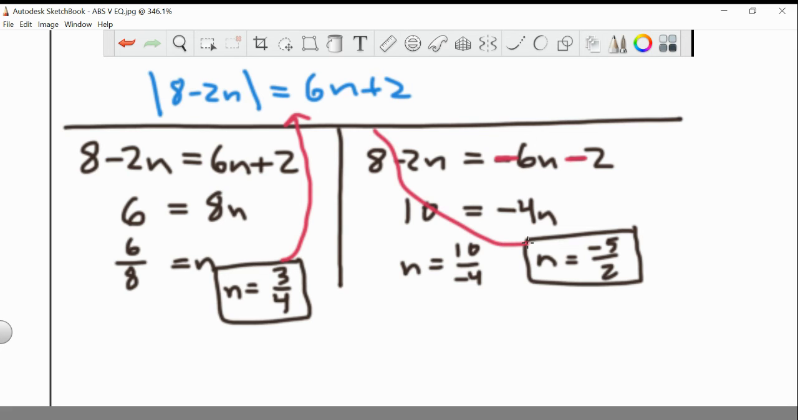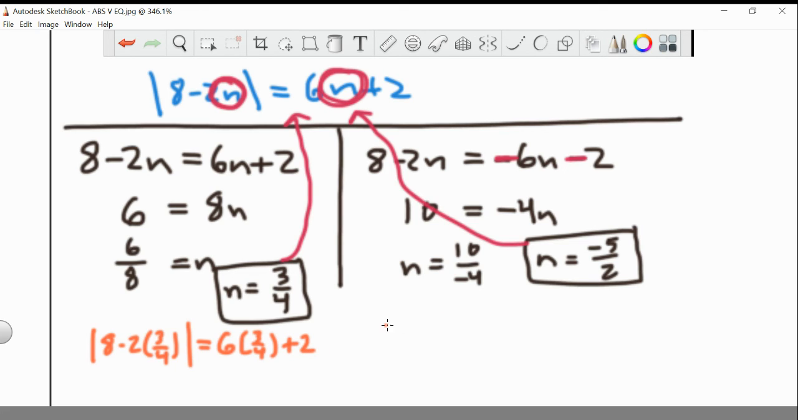So I'm plugging these back into the beginning, and I need to make sure they go into both ends here. They've got to go into both of these ends. So, looking at the left one, 8 minus 2 times 3/4 is equal to 6 times 3/4 plus 2. I'll just go ahead and write this one as well, and then we'll talk about it in a second.